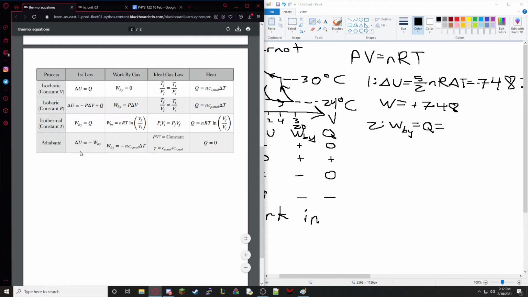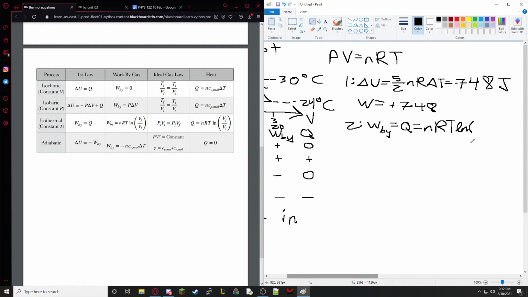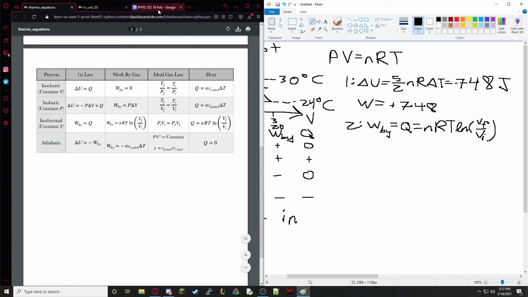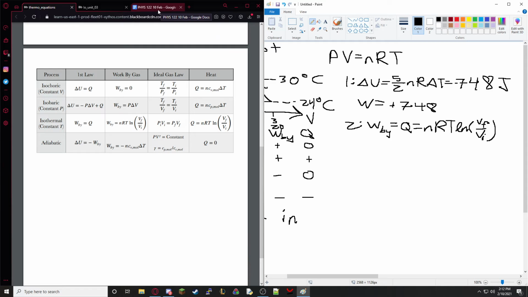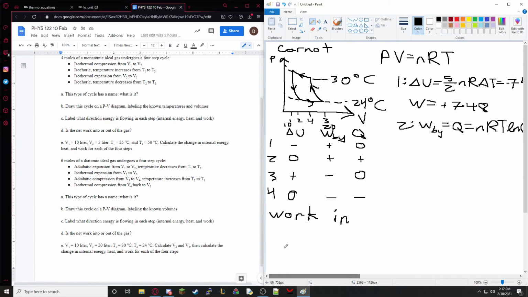Go to the equation sheet, isothermal. We want to use our natural log. So we have our nRT ln of V final over V initial. But we don't have our initial volume, right? Because we don't know what V2 is. So we're going to have to come back to this.